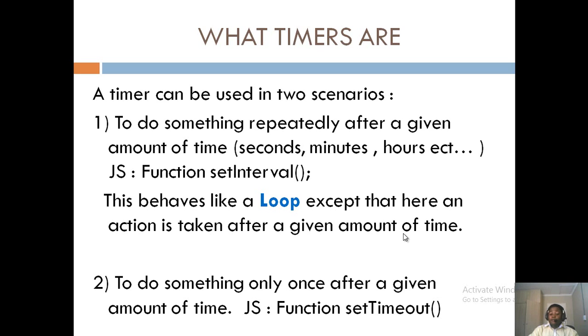Now the setInterval function operates like a loop, except that when you use it, the action is taken after a given amount of time. The second scenario is when you want to do something only once, and that is of course after a given amount of time. And in JavaScript we use the setTimeout function to do just that.